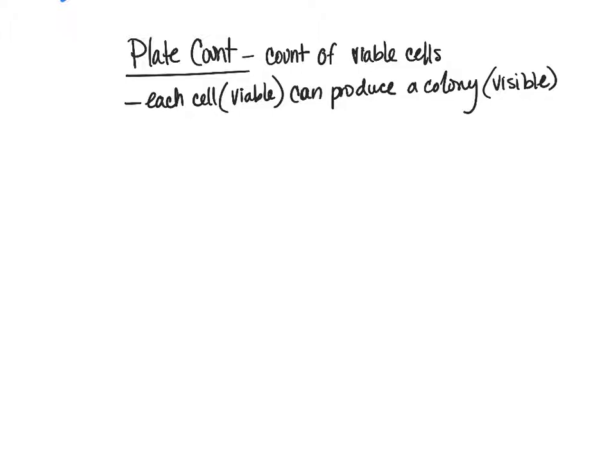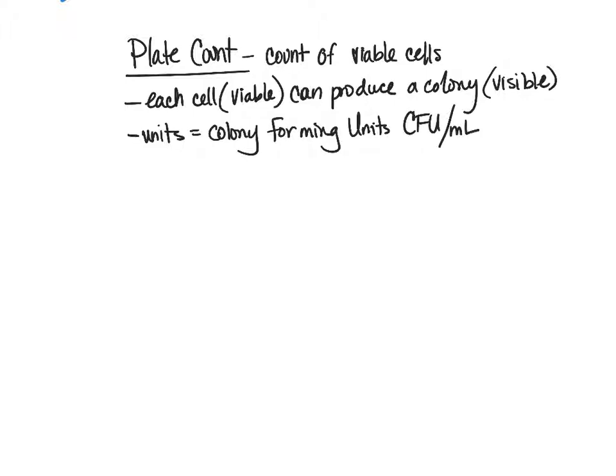And so then we can count that. Now the units that we use when we do a plate count are called colony forming units. Colony-forming units, or CFUs per milliliter. So if we're doing a plate count, then at the end what we'll end up with is some certain number of CFUs per milliliter.